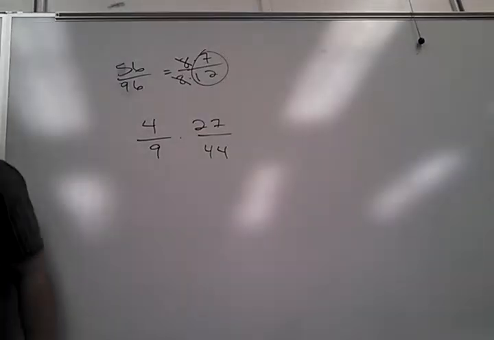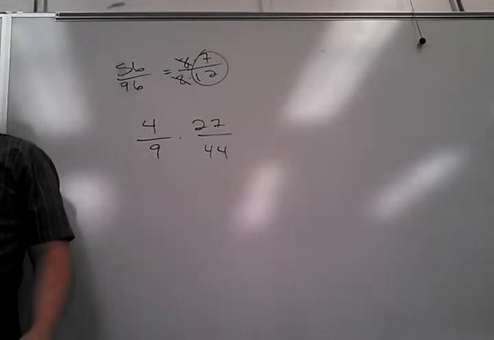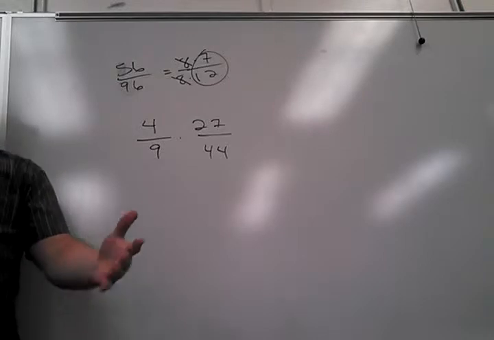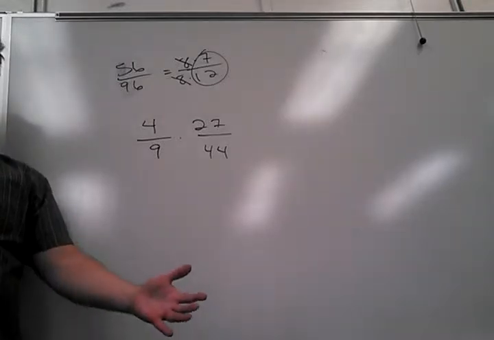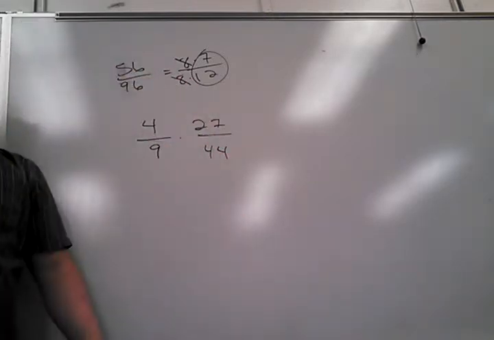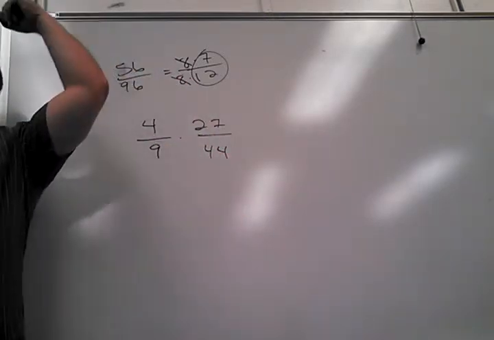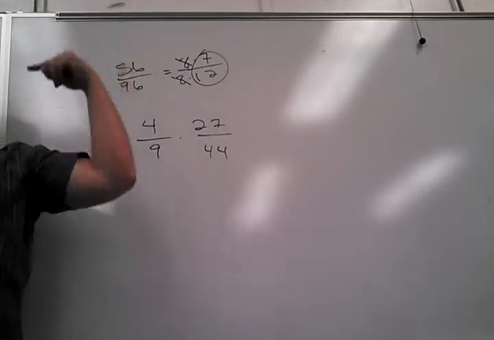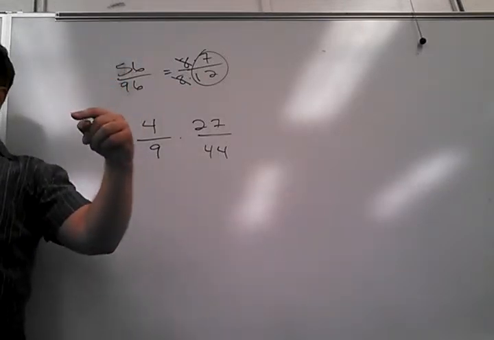Oh, yeah. And this is where, how much stuff is on the top? Exactly what's on the top? 4 and 22, 27, right? And what's on the bottom? 9 and 44. So any common stuff that's on any top and any bottom, they can cancel. You guys got it with me?